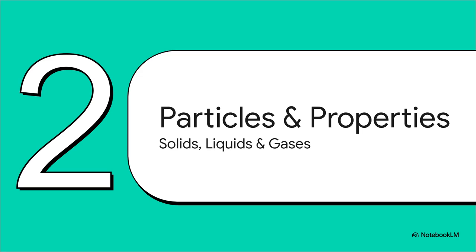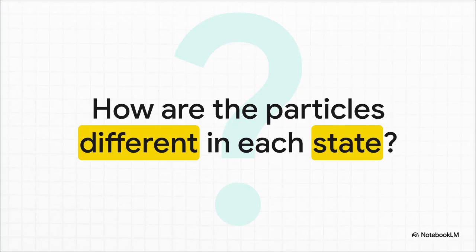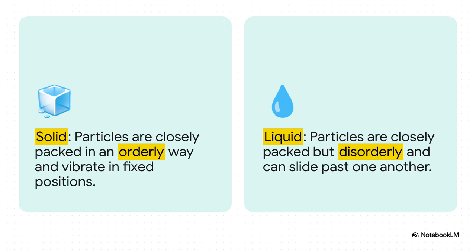Okay, so if everything is made of these tiny moving particles, then how on earth do we get three totally different things like solids, liquids, and gases? Yeah, this is the big question, right? If it's all the same building blocks, why does an ice cube feel so different from a glass of water or the steam coming from a kettle? Well, it all comes down to two things: how the particles are arranged and how much energy they have. So here's a good way to picture it. In a solid, the particles are all neat and tidy, packed together in an orderly way. They're stuck in place, just vibrating a little bit. But in a liquid, while the particles are still packed close together, it's more of a jumble. They're disorderly, and they can actually slide right past each other.